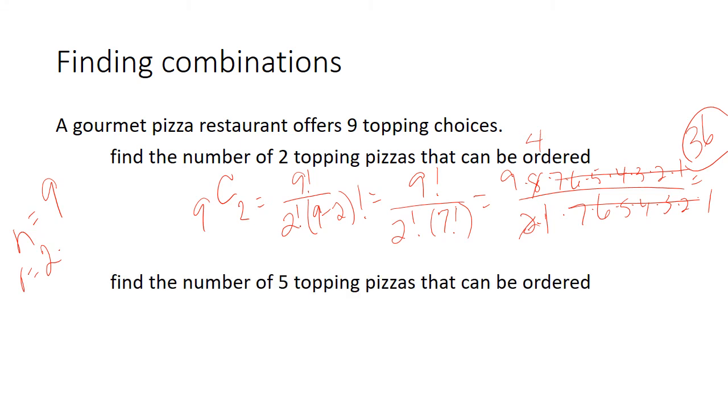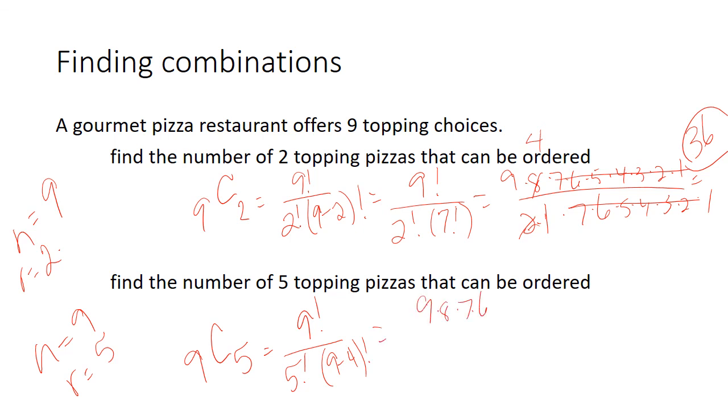Let's say how many of the 5-topping pizzas can be ordered. So once again, our N is still 9 and our R is 5. So we'll have 9C5, 9 factorial on top because that's our N, 5 factorial because that's our R, and then N minus R factorial. So that would be 9 times 8 times 7 times 6 times 5 times 4 times 3 times 2 times 1 over 5 times 4 times 3 times 2 times 1 times 5 times 4 times 3 times 2 times 1.